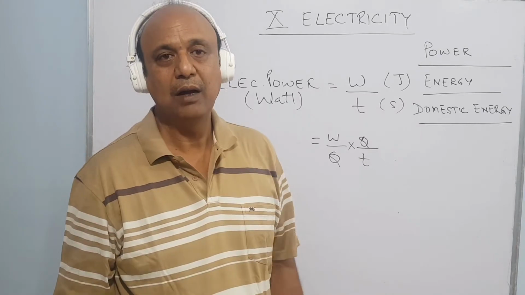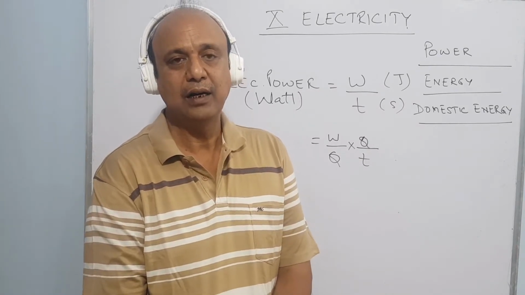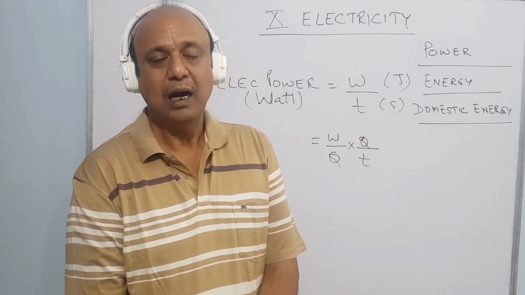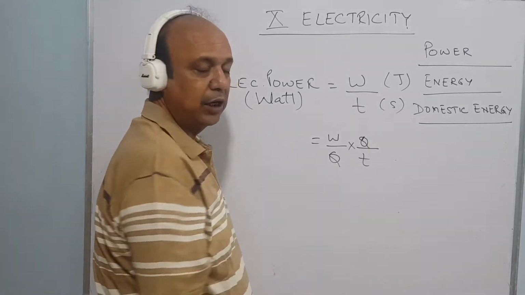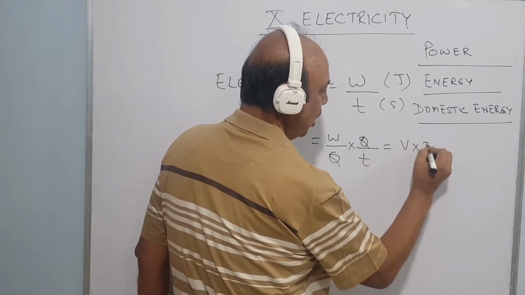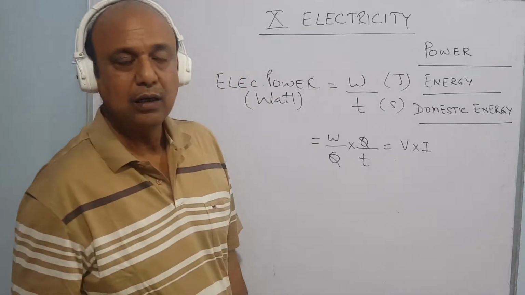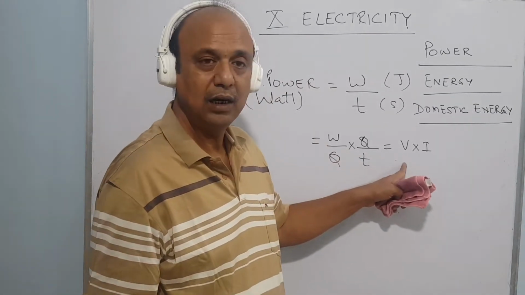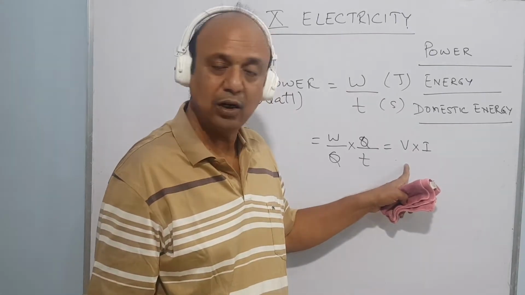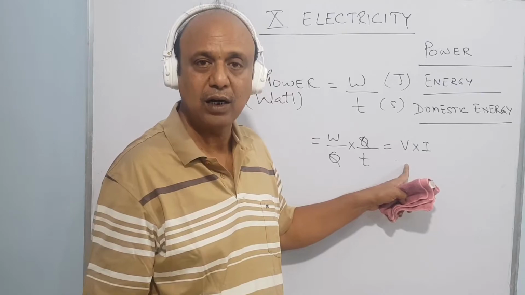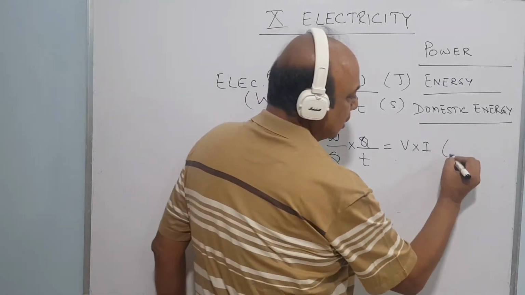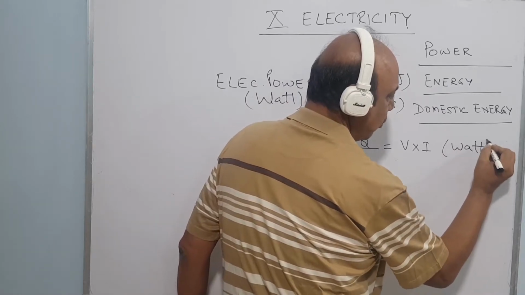Now what is this? I have multiplied and divided W upon T by Q. That is, I have multiplied it by Q and divided it by Q. So, I get V into I. So, electric power is the potential difference across the two terminals of a conductor or a resistance into the current flowing through that. The unit is still watt.